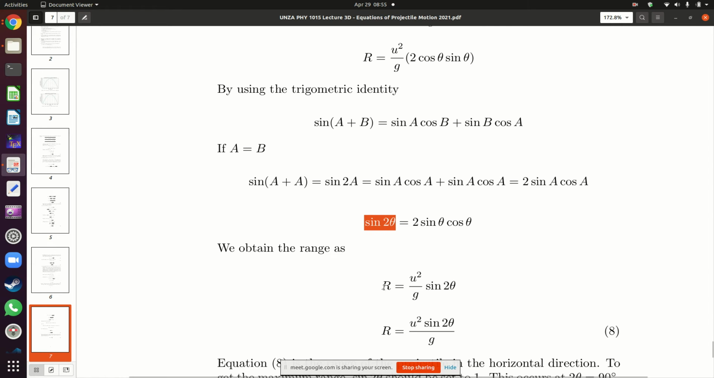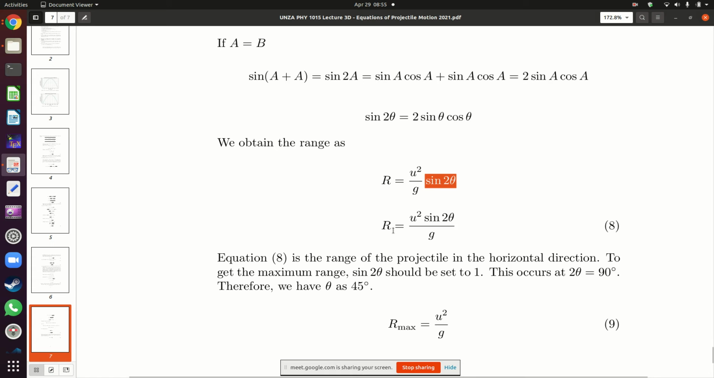So we end up with range R equals U squared divided by G, times sine 2 theta. And that gives you the range is equal to U squared sine 2 theta divided by G. So this is the expression for the range. This is how you get the range. How far your projectile is going to move depends on the velocity with which it's launched and the angle at which it's launched.